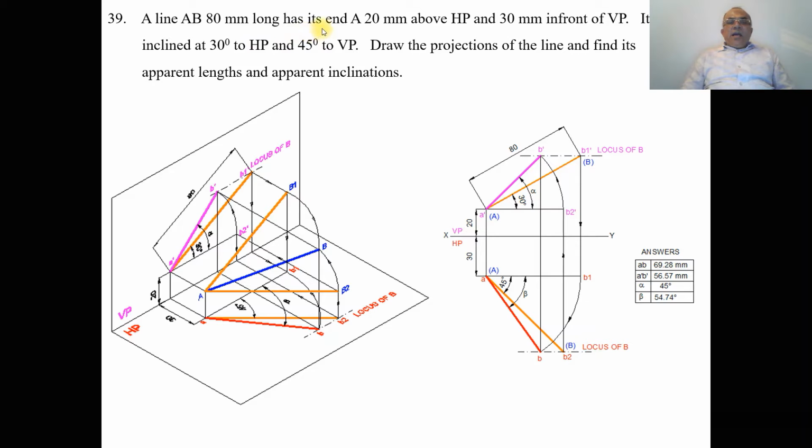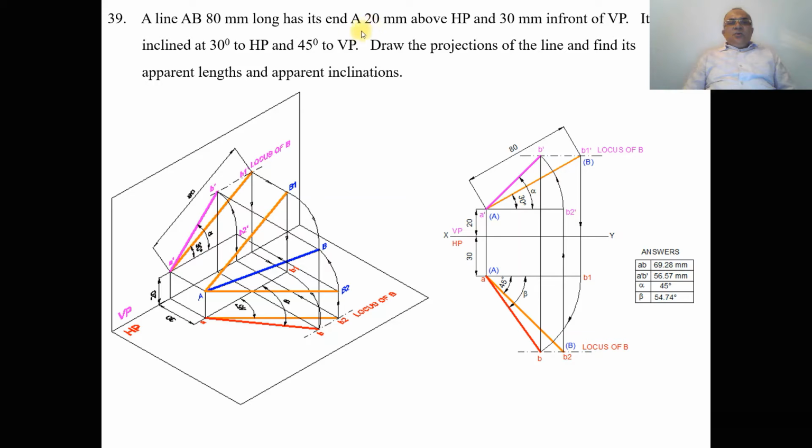A line has its end A 20 mm above HP and 30 mm in front of VP. So one end of the line has been fixed and it is inclined at 30 degrees to HP. That means the 80 mm long line is inclined at 30 degrees to HP and the 80 mm long line is inclined at 45 degrees to VP. This is because a true length is the same both in the front view and in the top view. So now we are going to analyze this problem by considering the three-dimensional drawing, how it is going to look like.